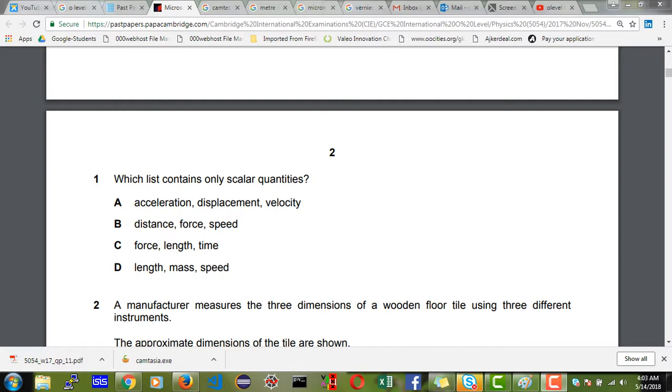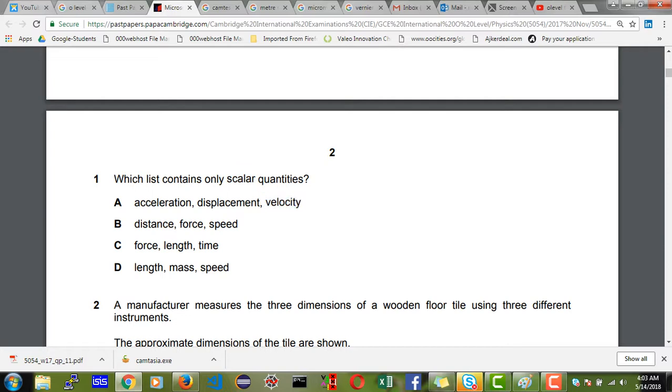The first question asks which list contains only scalar quantities. For this question, we need to know what a scalar is. The definition of a scalar is a quantity that has a magnitude but no direction. Again, a quantity that has magnitude but no direction. Let's look at the options we have here. The first one is acceleration, the second one is displacement, the third one is velocity.